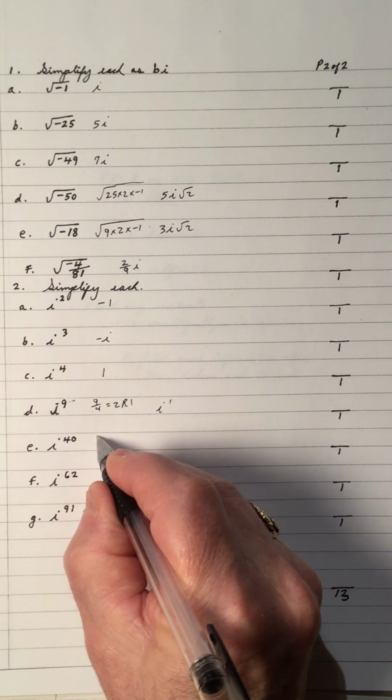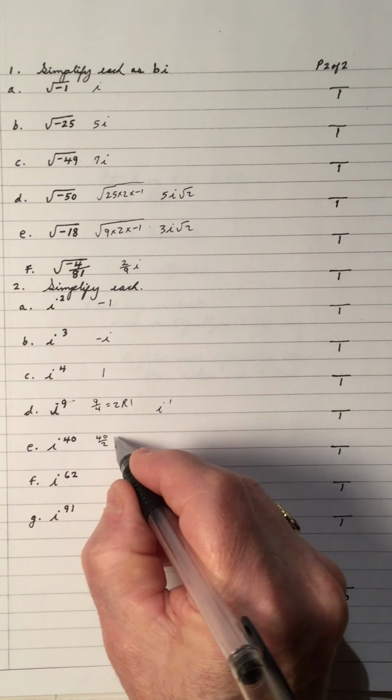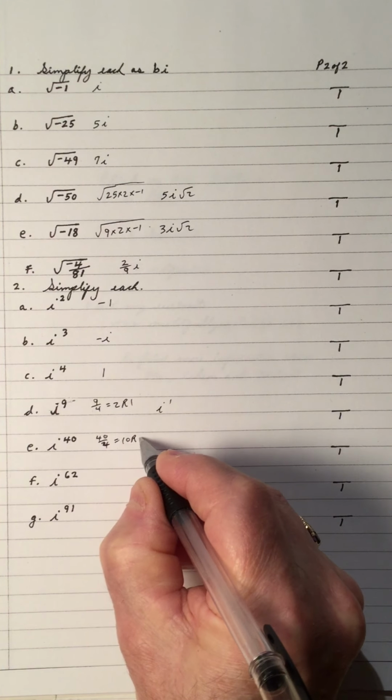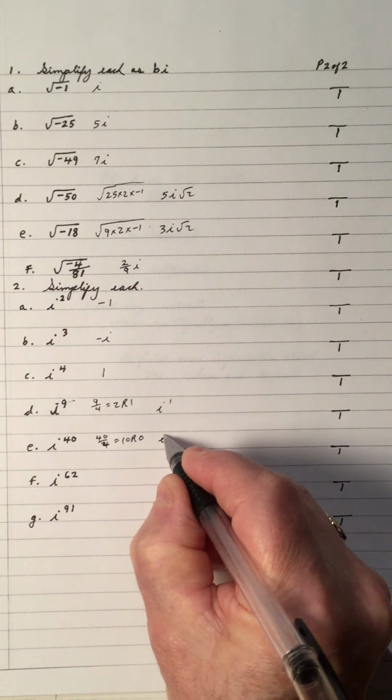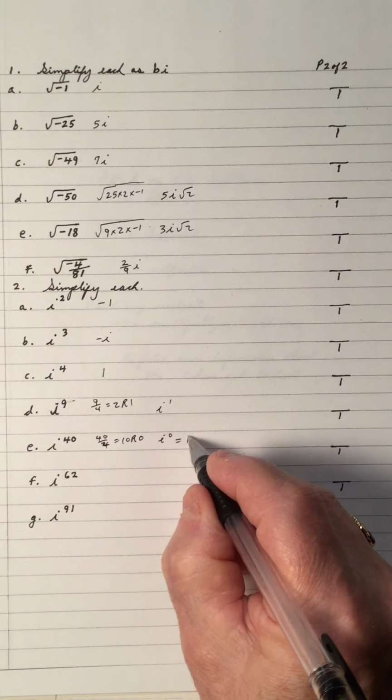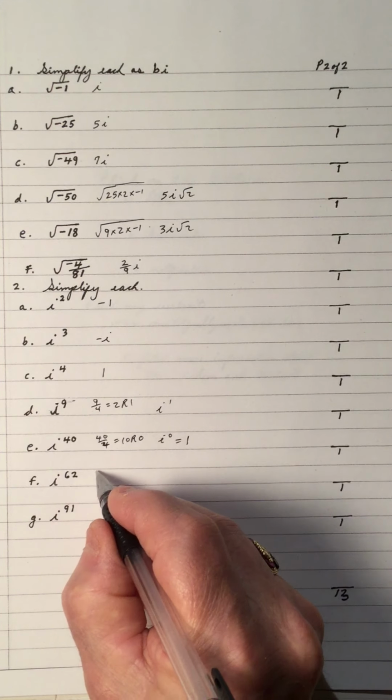i to the 40, 40 divided by 4 is 10, with a remainder of 0. i to the 0 is 1. If you have 1, give yourself a mark.